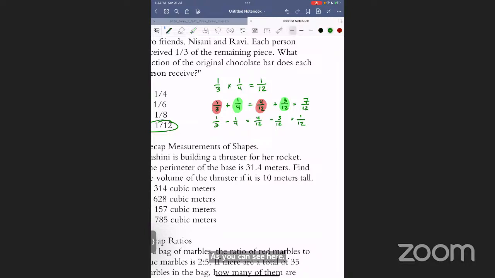Right? In fractions, when you do multiplication, nothing matters. You can just go across. 1 times 1 is 1, 3 times 4 is 12. Really, really easy. So multiplication of fractions is the easiest thing ever.